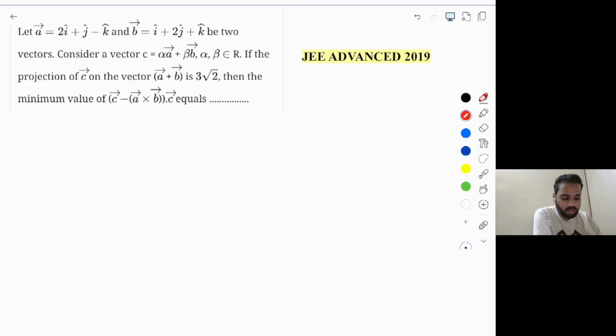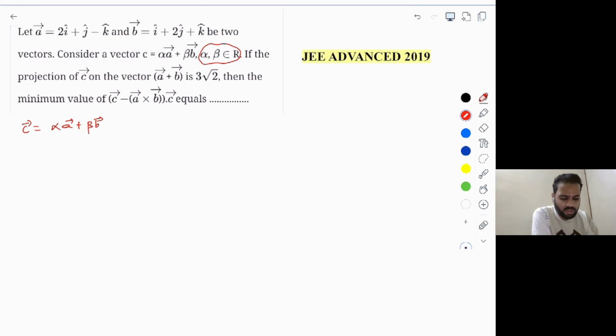Two vectors A bar and B bar are given to us, and there is a third vector C bar which is given as some alpha times of A bar and then beta times of B bar, and then the condition given is alpha comma beta, both are real numbers. Okay, and also this question is from 2019 JEE Advanced.